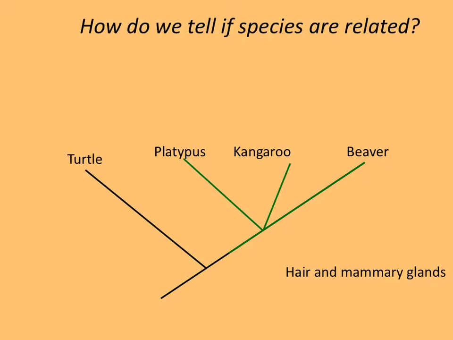Well, we know one thing. If they're all mammals, they have hair and mammary glands. So we can say that we don't know how these are related. They all share a common ancestor, but we do know that at one point there was a mutation, or a couple of mutations, one that resulted in making milk and the other was starting to make hair.